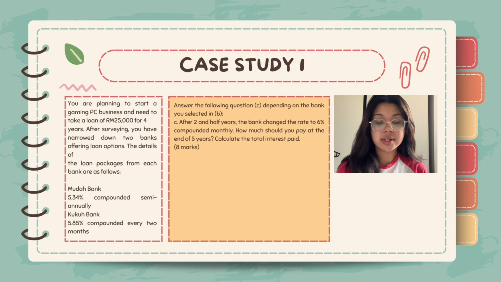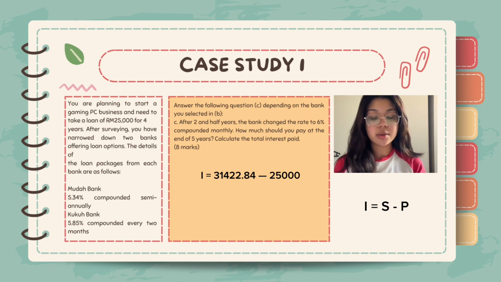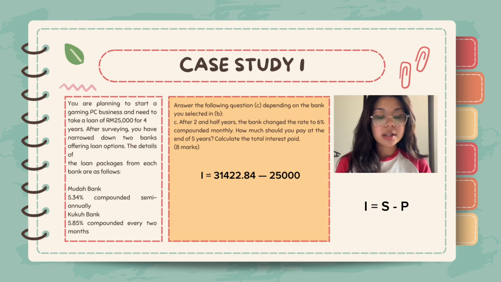Now, to find the interest paid, we can use the formula I equals S minus P, which is I equals 31,422 ringgit and 84 cents minus 25,000. And our final answer for this question will be 6,422 ringgit and 84 cents.